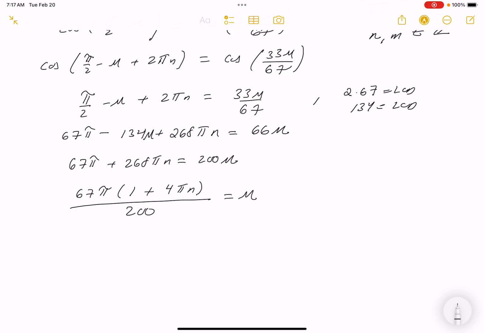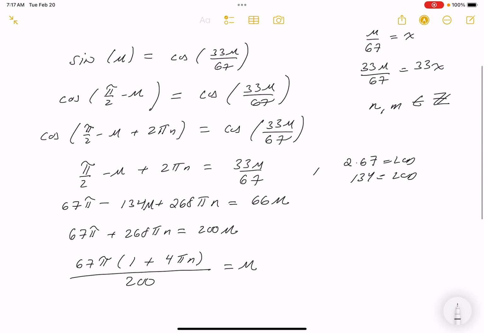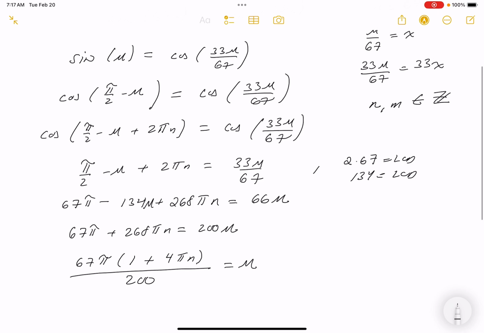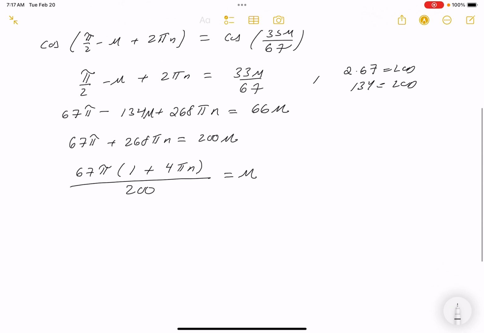Is equal to u. Now, Greta, you may not remember, but we made a substitution, and u was 67x. Let me write this down over here. This is 67x. So I'm going to divide both sides by 67, and x would equal pi times 1 plus 4 pi n over 200. All right, that's one solution, by the way. All right, so again, pi times 1 plus 4 pi n over 200.